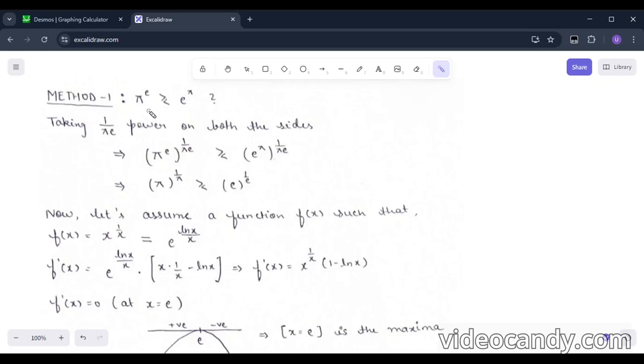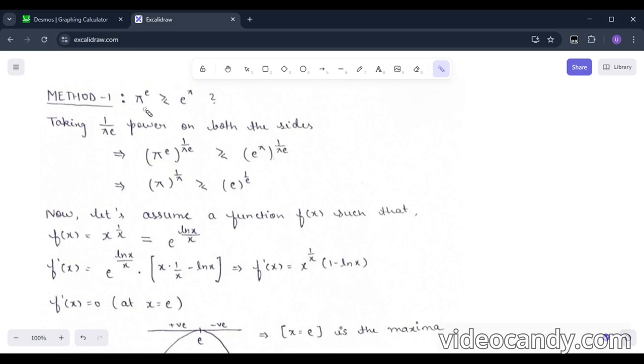So let's start off with the very first method. Now this method is a very traditional old school method because most of the teachers will use this only. And in fact, this method you will find in a lot of textbooks as well. So basically this is a very calculus driven approach. We'll use calculus to prove this inequality. So yeah, let's start off.